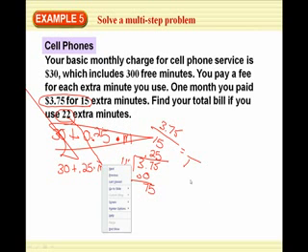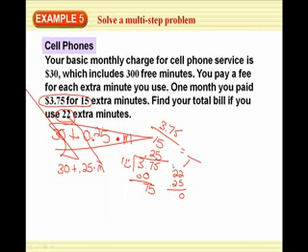So what is 22 times 1/4? Put in the decimal because it's a quarter. $5.50 extra for your 22 extra minutes, plus 30.